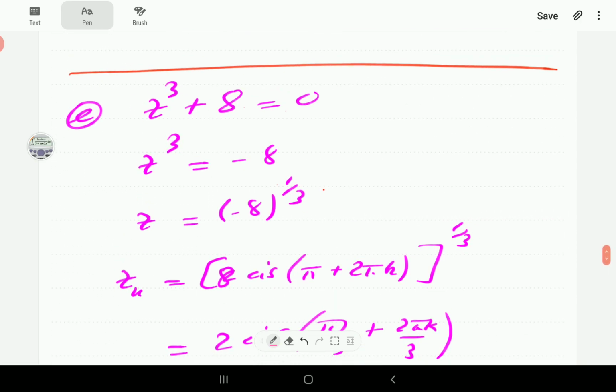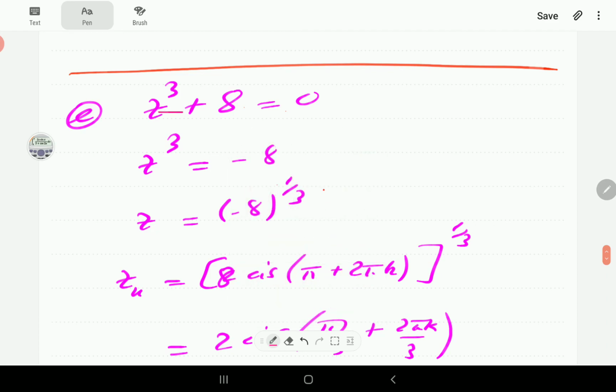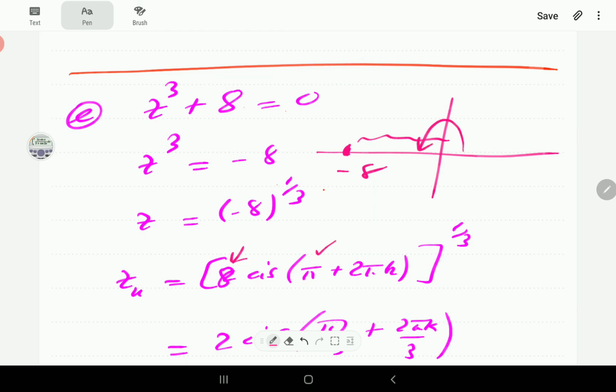So for D, then z appears only once, so that means you can make z the subject of the formula. Then after that, we write this in polar form. It's going to take this form. So the r is 8, and because the number is going to be located like that, this distance is 8, and this angle is pi.